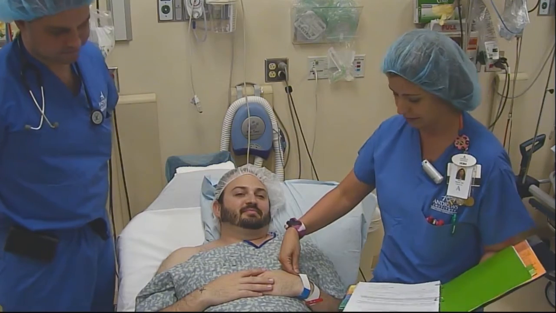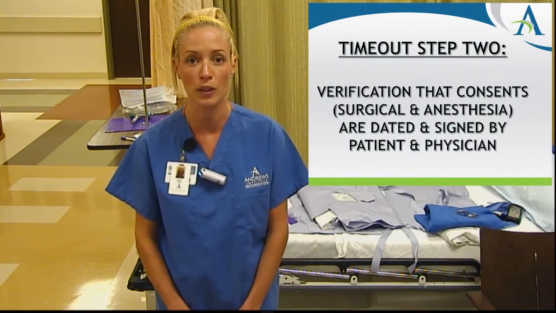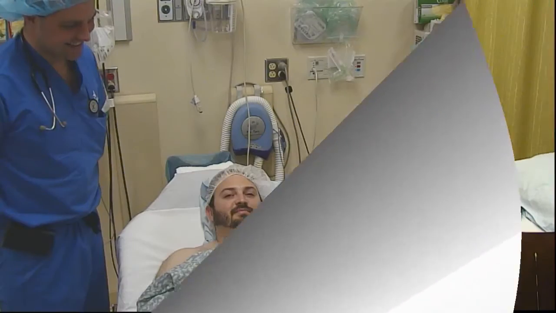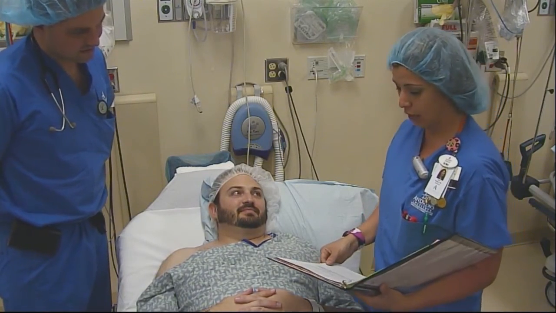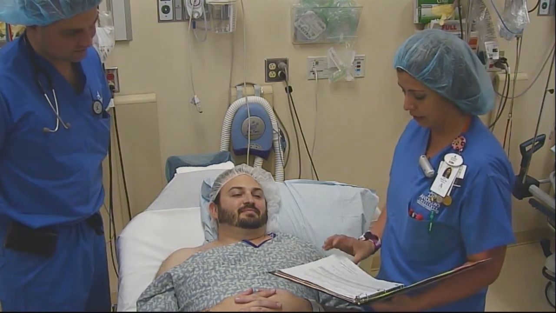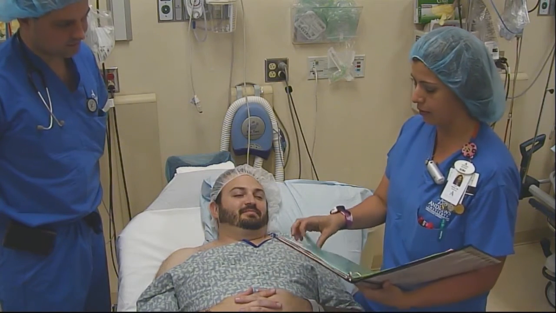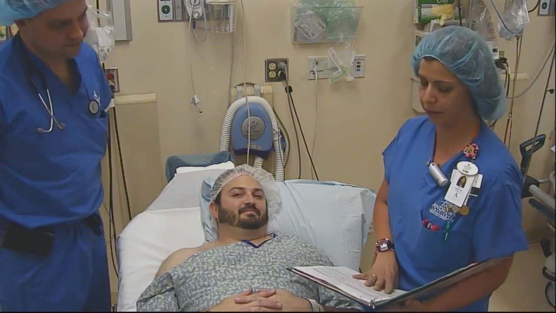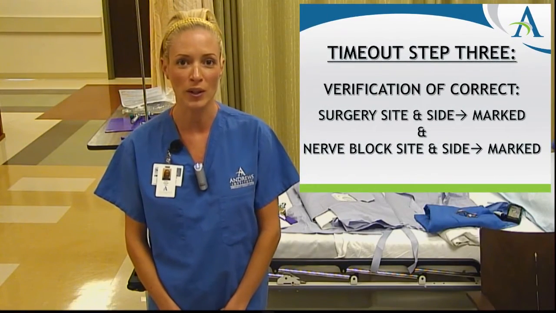Thomas Scott, 12/19/1980. Okay. For the second part of the timeout, the nurse and the anesthesiologist will confirm both consents are signed. We will verify that both the surgical consent and the anesthesia consent are signed and dated. This is Thomas Scott, and the surgery today is for a right wrist surgery. The surgical consent is signed and dated. The anesthesia consent is signed and dated. Agreed.